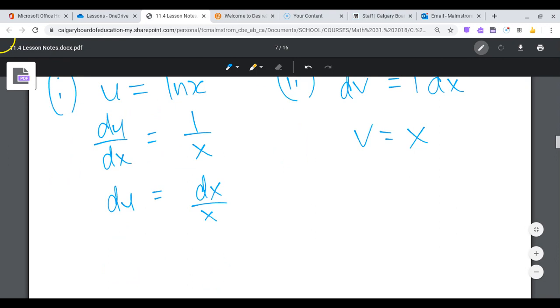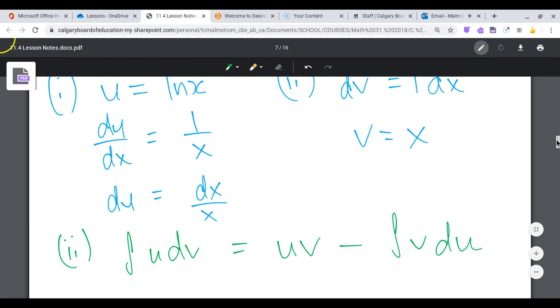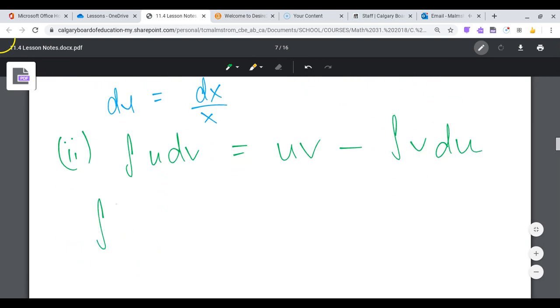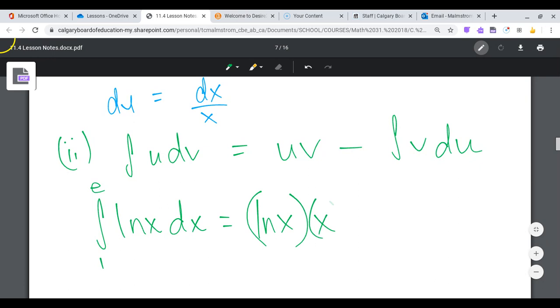Okay, so let's see. If we put this into our rule, the integral of u dv is equal to uv minus the integral of v du. So we have that ln x dx, and this is a definite integral, so we could actually put in our boundaries from 1 to e, is equal to u is ln x, v is x, minus the integral of x dx on x. Oh, that's cool. Look at that. Those just cancel out. Coolio for us.